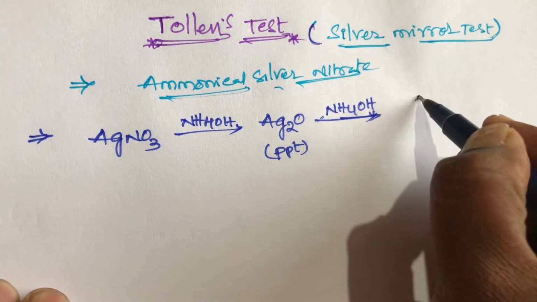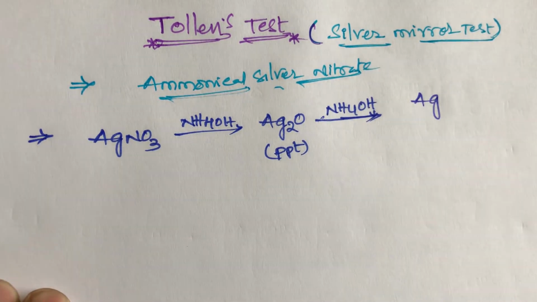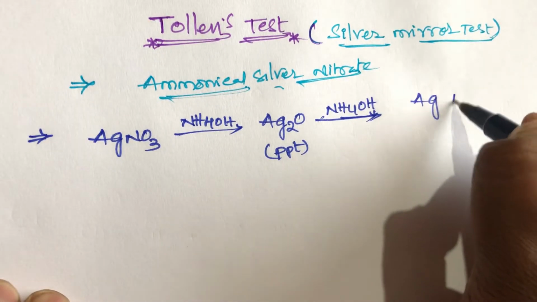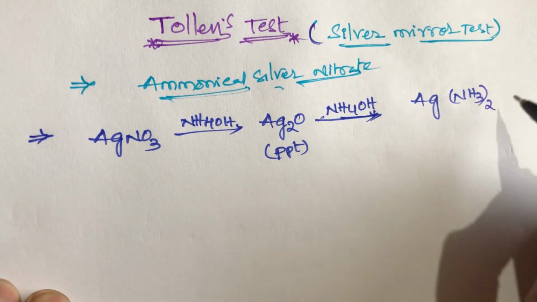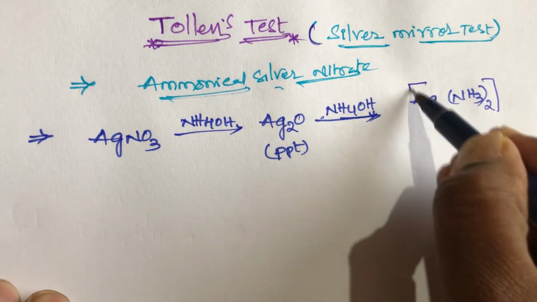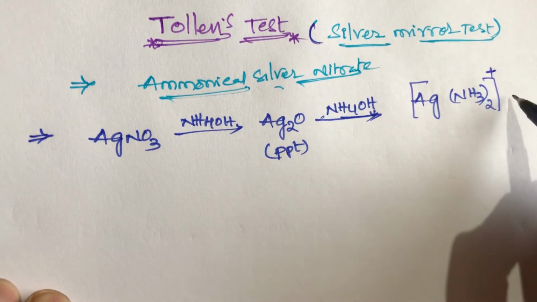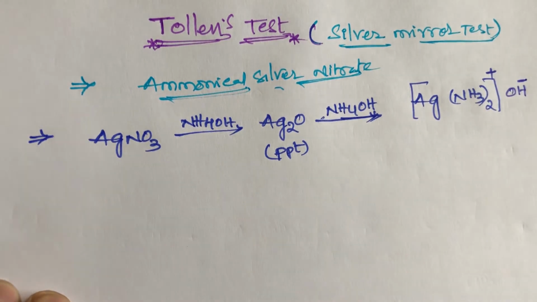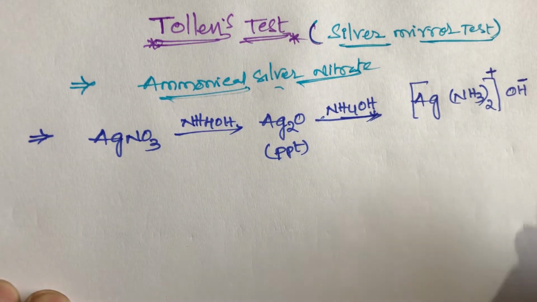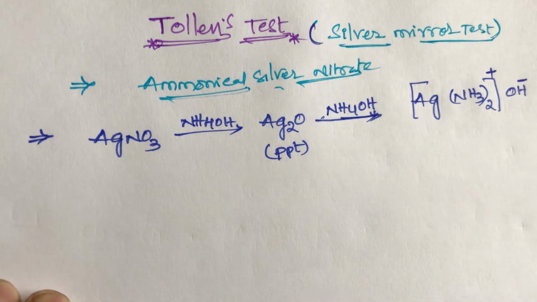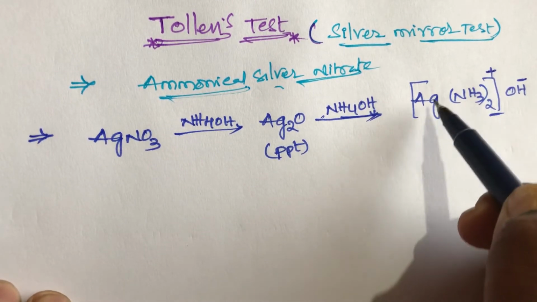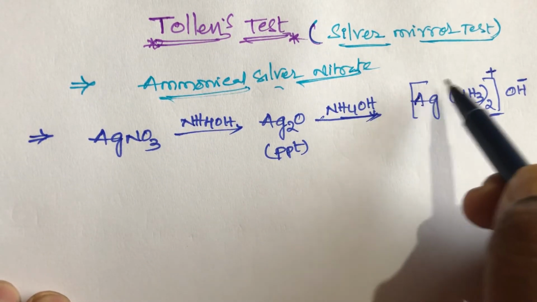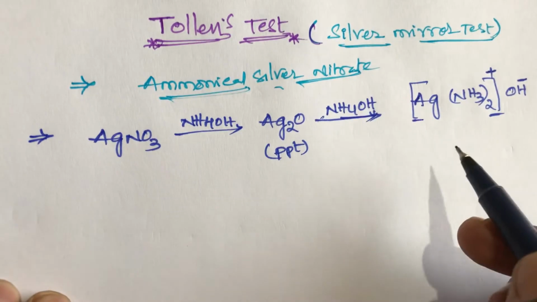to form a complex, student. A silver complex is formed, that is [Ag(NH3)2]+ plus OH minus. This Tollens reagent is present in basic medium, student. This is the Tollens reagent, that is the diamminesilver ion. This positive charge belongs to silver. Generally this silver has a positive charge, that is +1 oxidation state. This is the Tollens reagent, student.